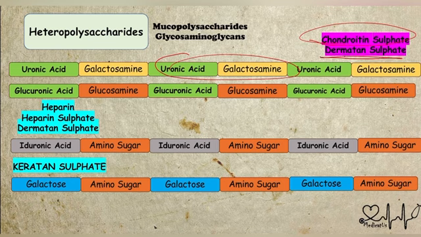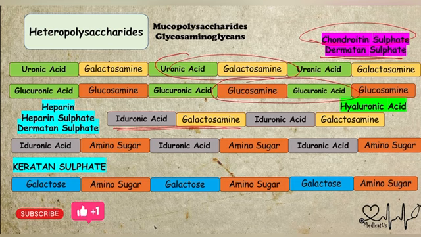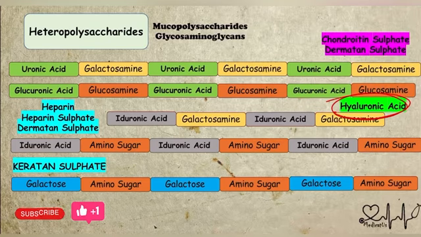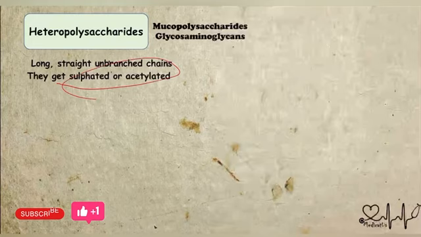Whereas dermatan sulfate holds all the exceptions. That means it has an iduronic acid plus galactosamine combination. And there is one mucopolysaccharide, that is hyaluronic acid, which holds no exception and has a combination of glucosamine plus glucuronic acid. And this hyaluronic acid is neither sulfated nor acetylated. But why are the remaining mucopolysaccharides sulfated or acetylated? I already told you it is because they have to hold negative charge.